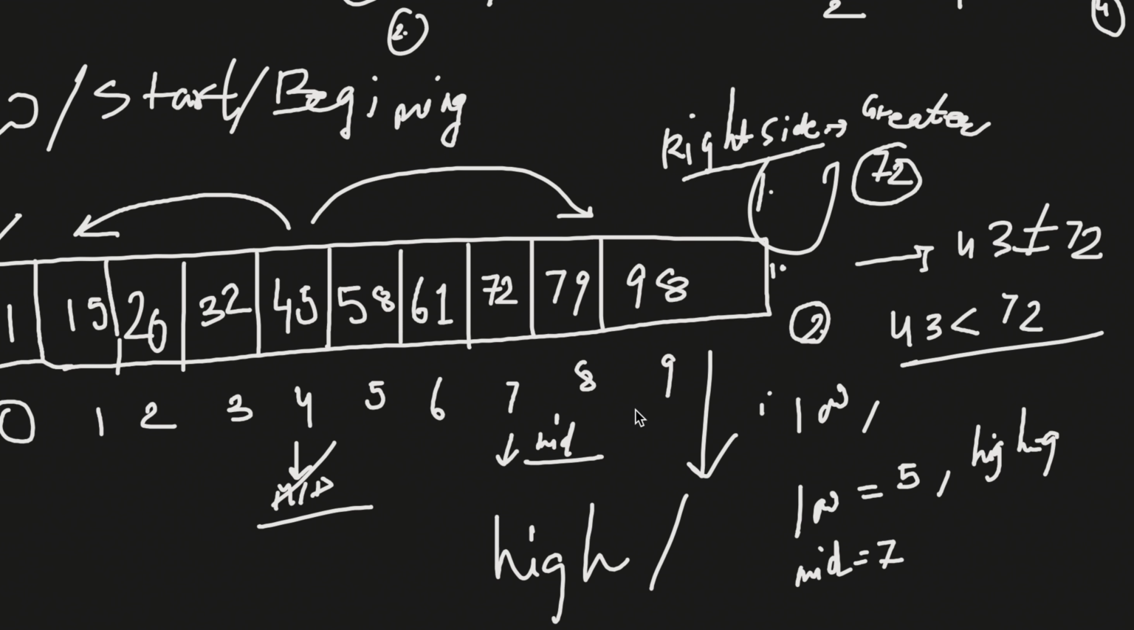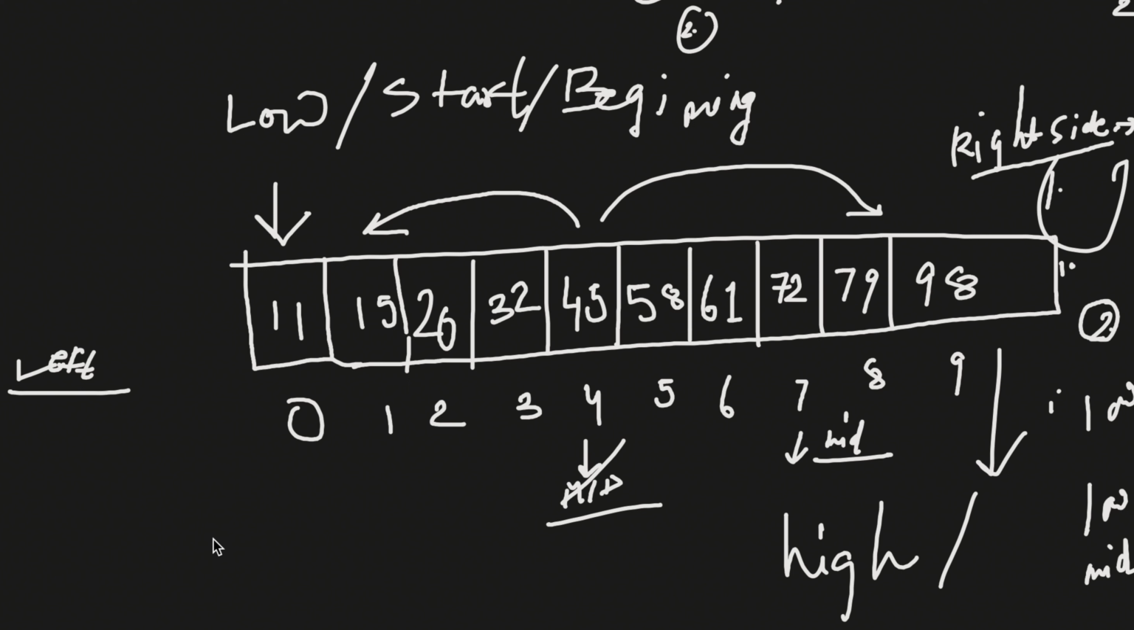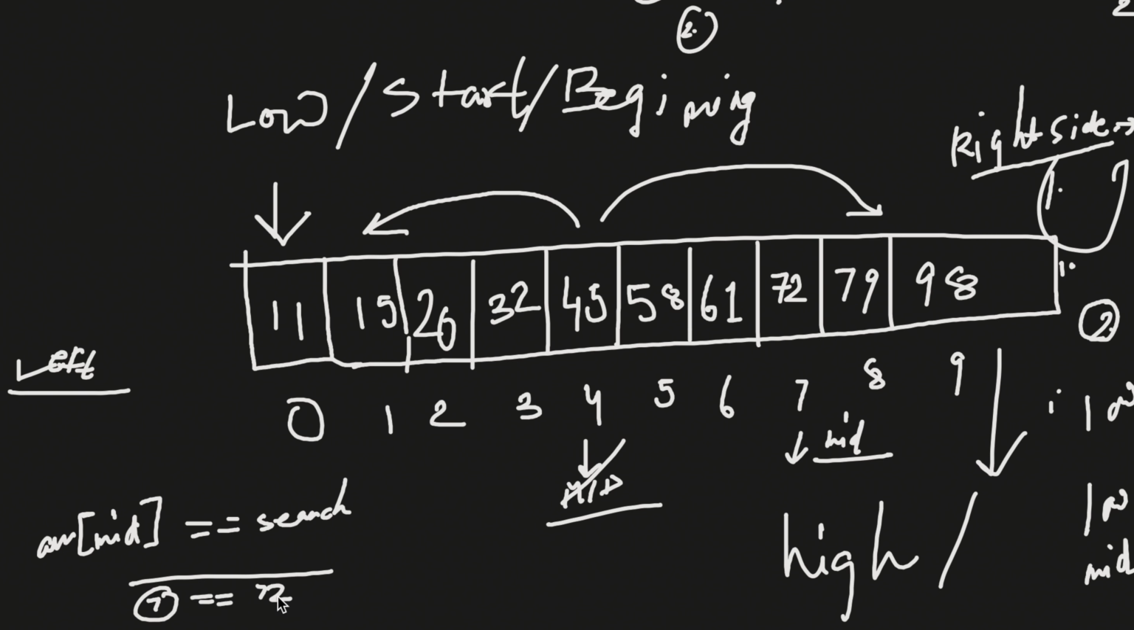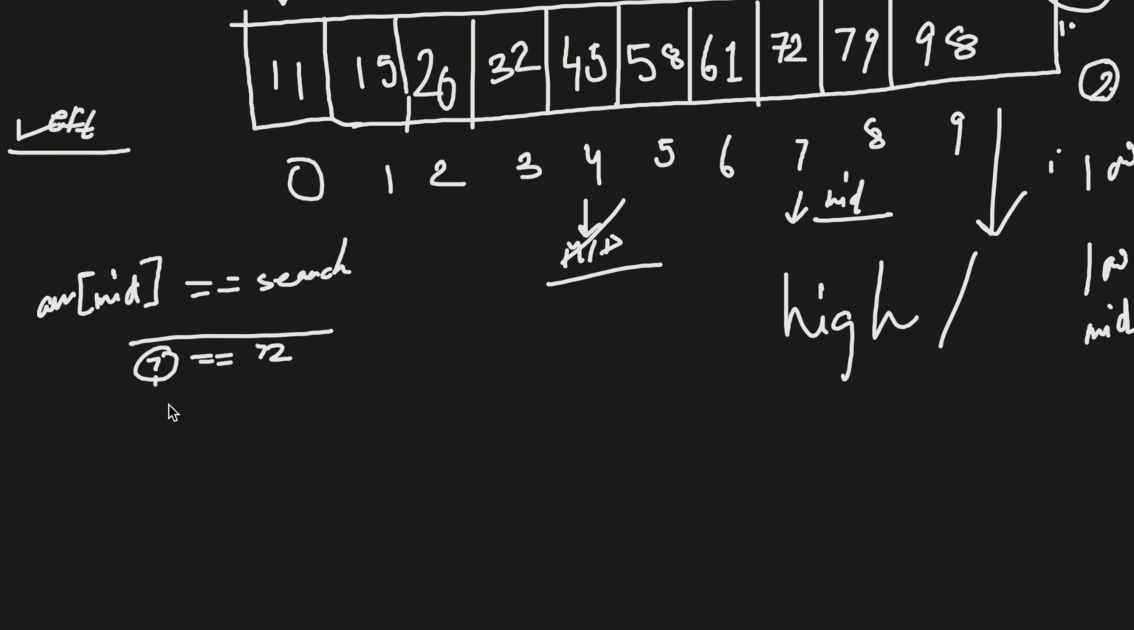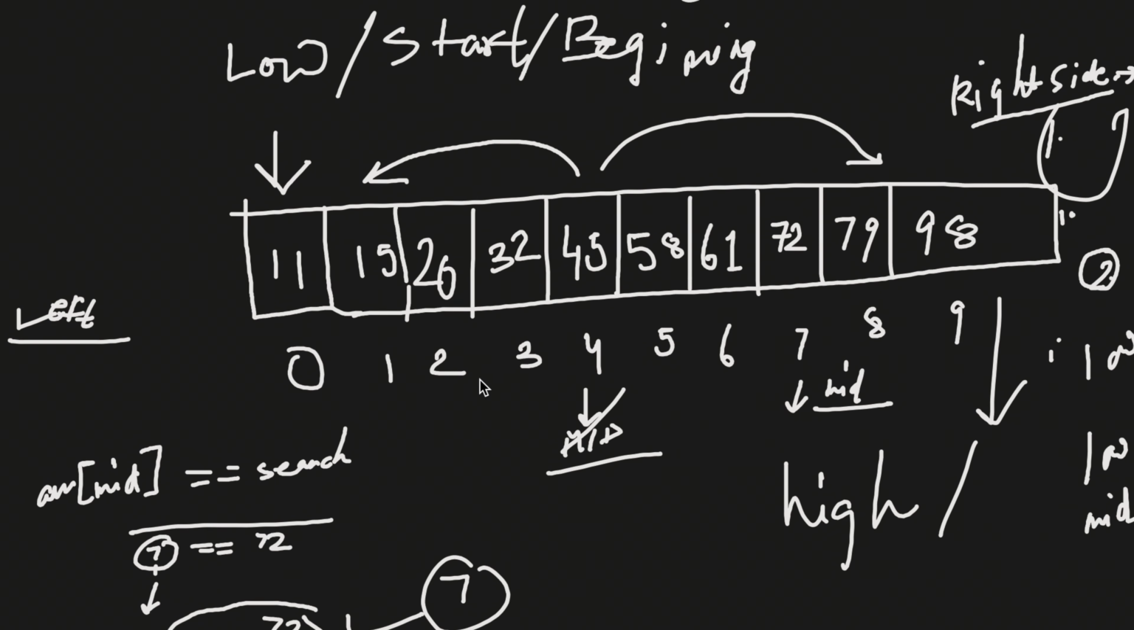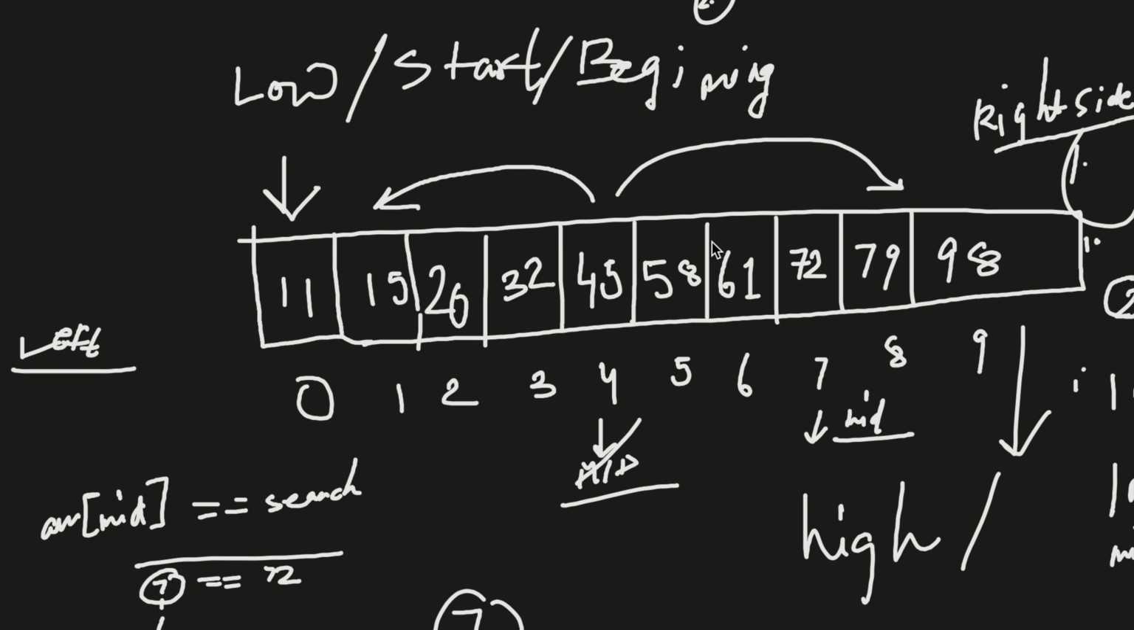Now again we traverse back and we check our conditions again. If array of mid equals the search element, if yes, we will return the location. Now we can see mid is 7 and the value of array of mid is 72. And 72 is equal to 72. So here we got our result, and we will return the 7th index. So in this way we found our element.